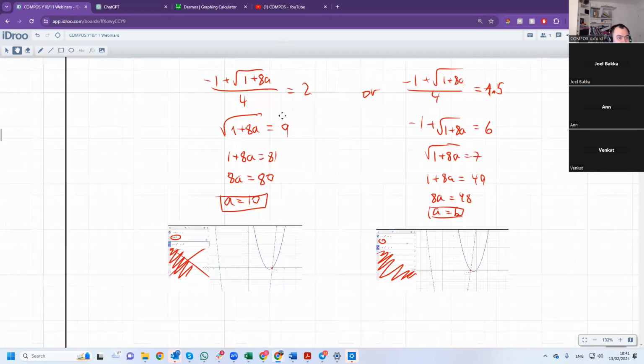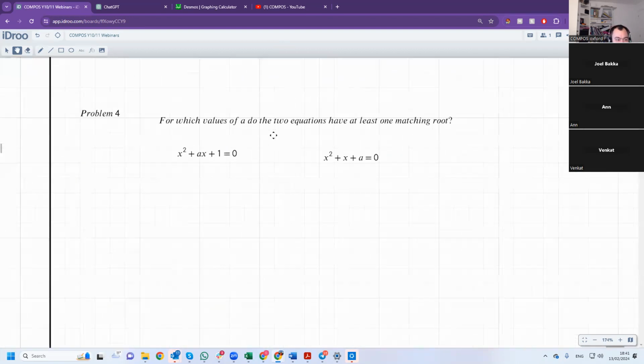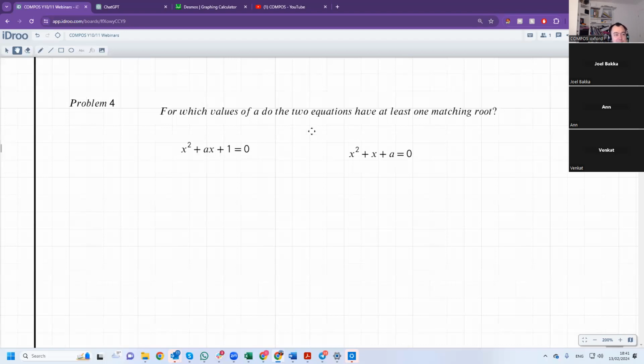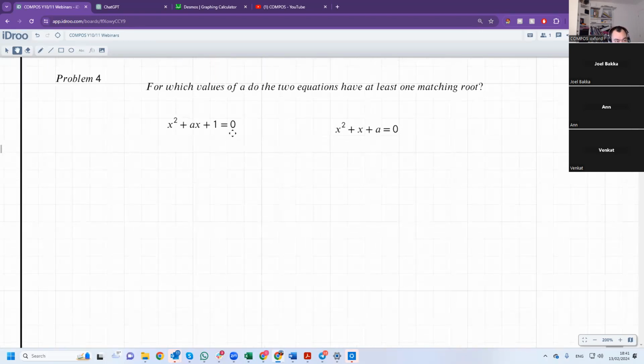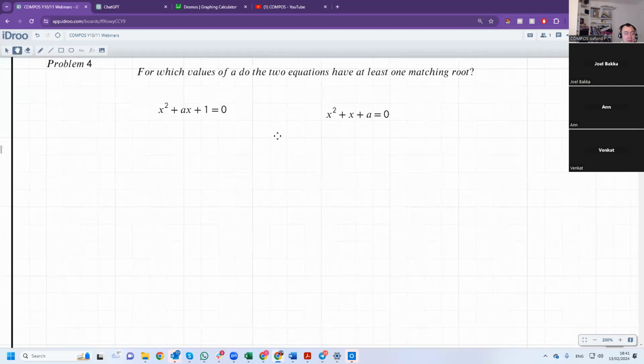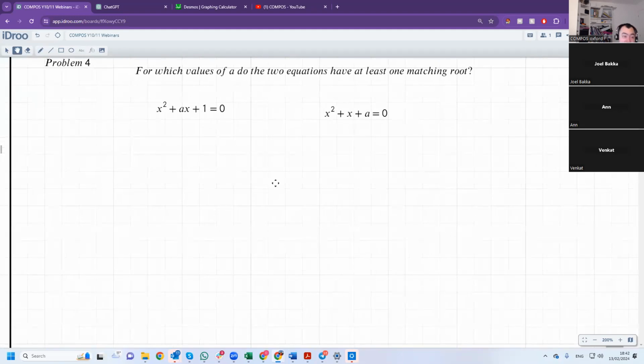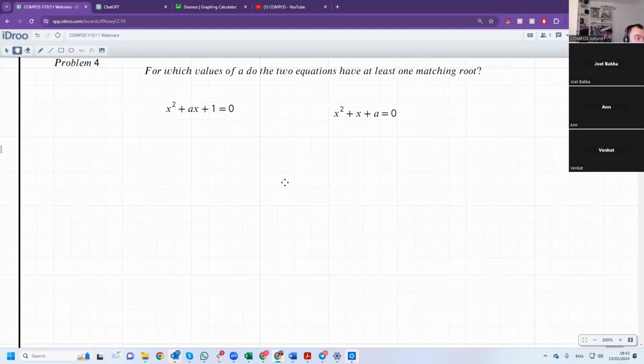Next one is a very similar problem. For which values of a do the two equations have at least one matching root? But here you can see that both of them have a in them, so you can't really solve them. But let's see what you can do about it.